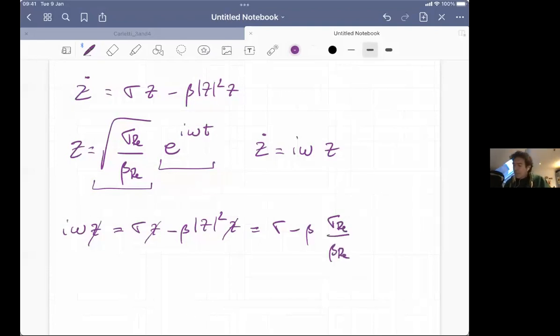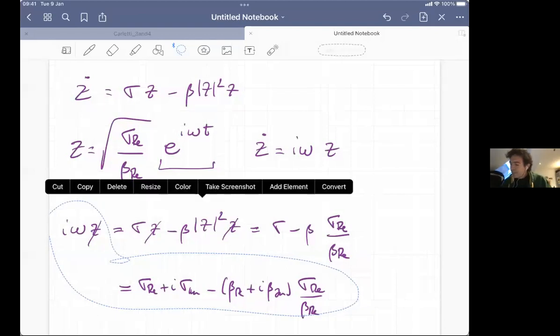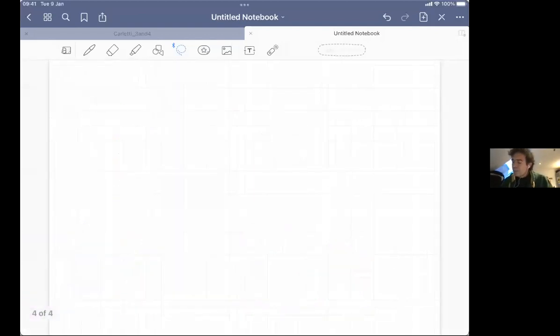Okay? Then let me use explicitly the expression for sigma and beta. So you have that sigma is sigma real part plus i sigma imaginary part, minus beta real part plus i beta imaginary part, multiplied by sigma real part over beta real part. So let's just copy this part. Okay, don't worry.